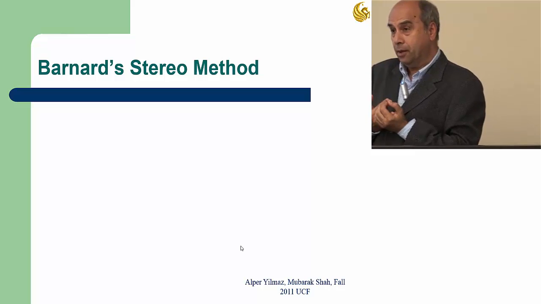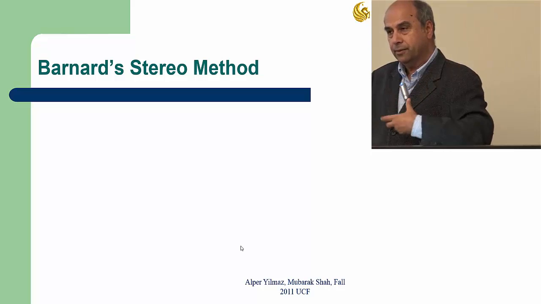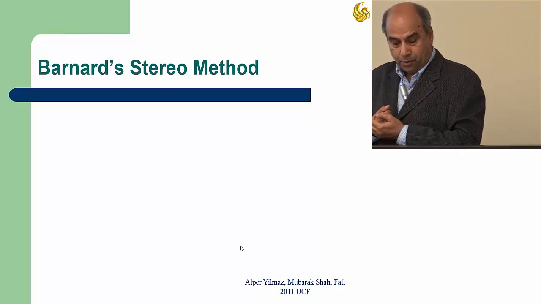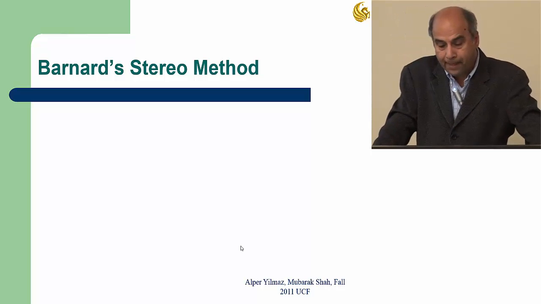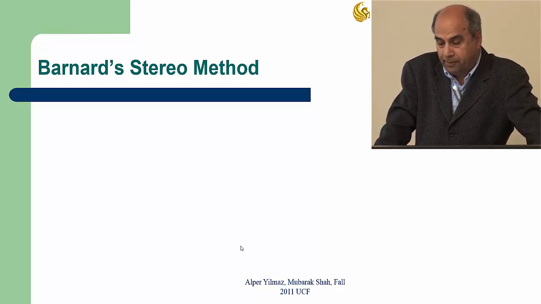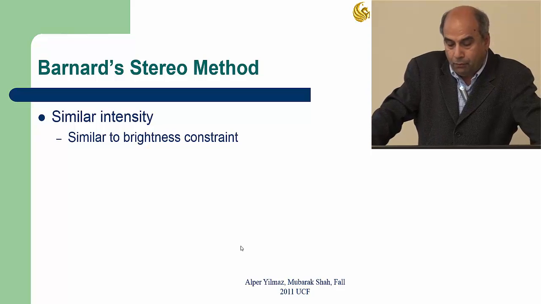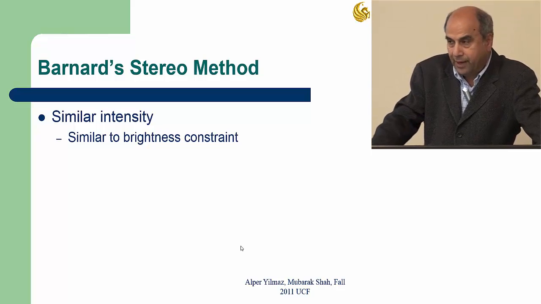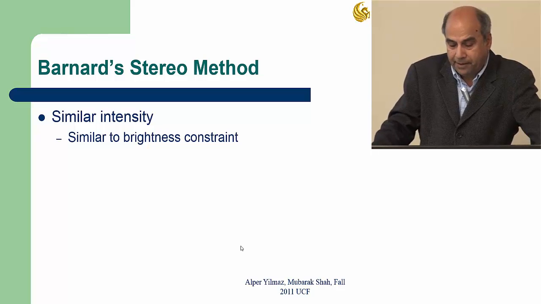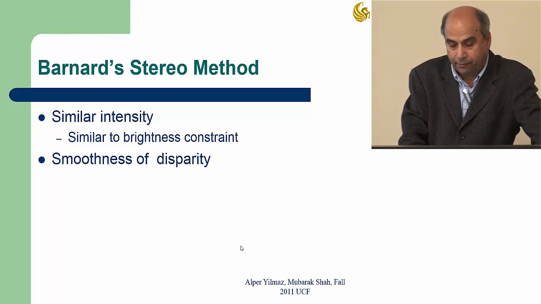So there are many, many stereo algorithms, because in general it's not easy to find the match, since there's a lot of ambiguity. One of the earliest methods, which was very popular, is called Barnard's stereo method. It's a very simple idea. The idea is that we want to find the match so that the brightness of the patch in the left should be the same as the brightness in the right. It's a brightness constraint which we used in optical flow also.